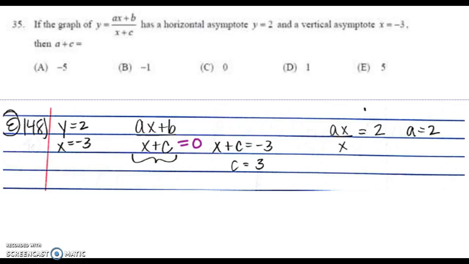And then for your horizontal asymptote, it's a relationship here in the coefficients, because you have the same degree in the top and the bottom. So that has to be equal to 2, essentially. So A is equal to 2. So 3 + 2 is equal to 5.